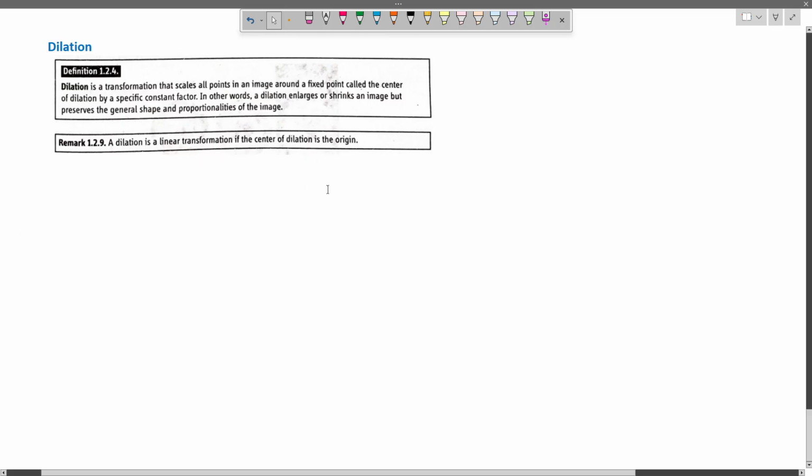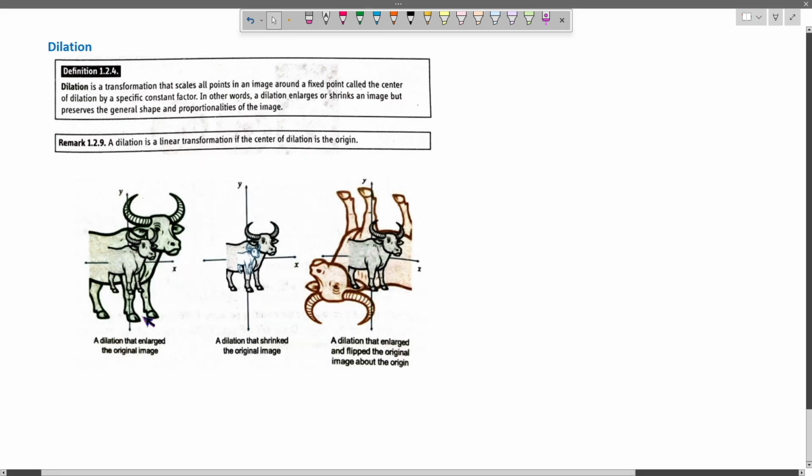So these are the examples that we have. So we have a dilation. The original picture is here, and then we enlarged it. So proportions are still the same. We can also shrink it, and then we can also have a combination of different linear transformations. So after enlarging, you can reflect it.